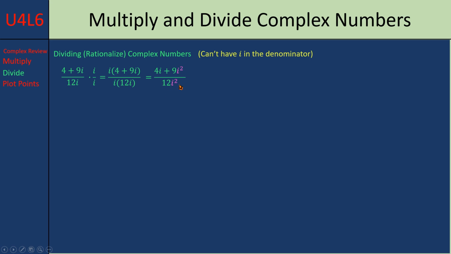At the bottom, I have 12i squared. You see, i squared here, it goes away. i squared becomes what? -1, right? So I have -12 at the bottom. And i squared here makes this 9 become a -9. And it goes in front. -9 plus 4i.